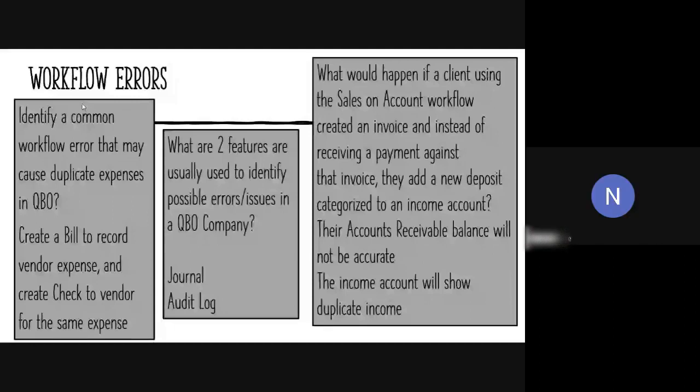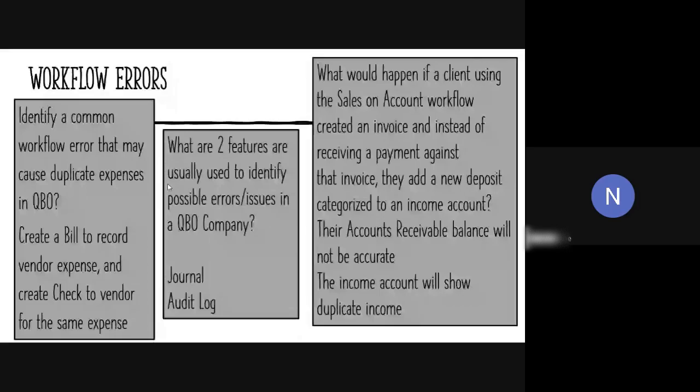Another error that might happen is, what are the 2 features usually used to identify possible errors or issues? So if you're in QBO and you know your client has made a mistake somewhere and you have to fish through all their transactions to figure out what happened, the best way I like to go about it is going through your transaction journal. So you'd go to reports and you'd bring up your journal for a specific time period. If you know last month you've balanced everything out, then you would just bring up that month's journal and look through it and see if you see anything that might have been duplicated.